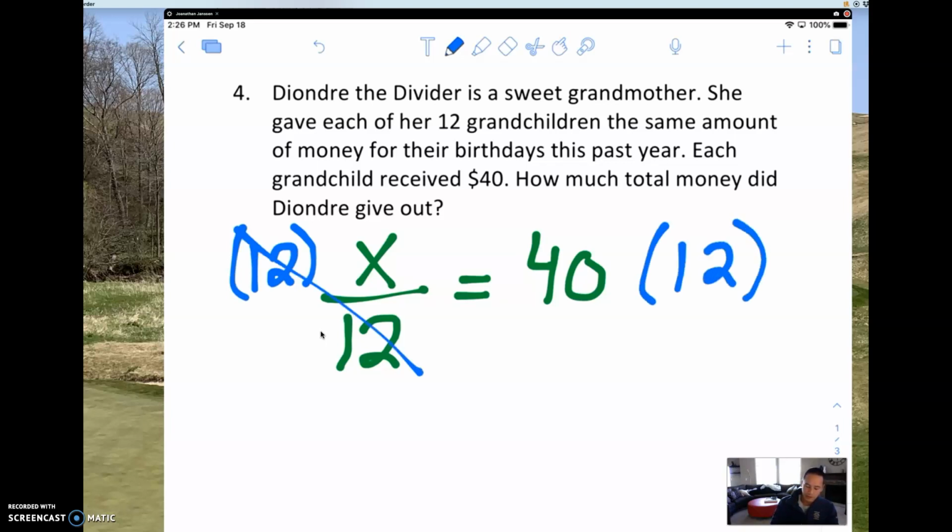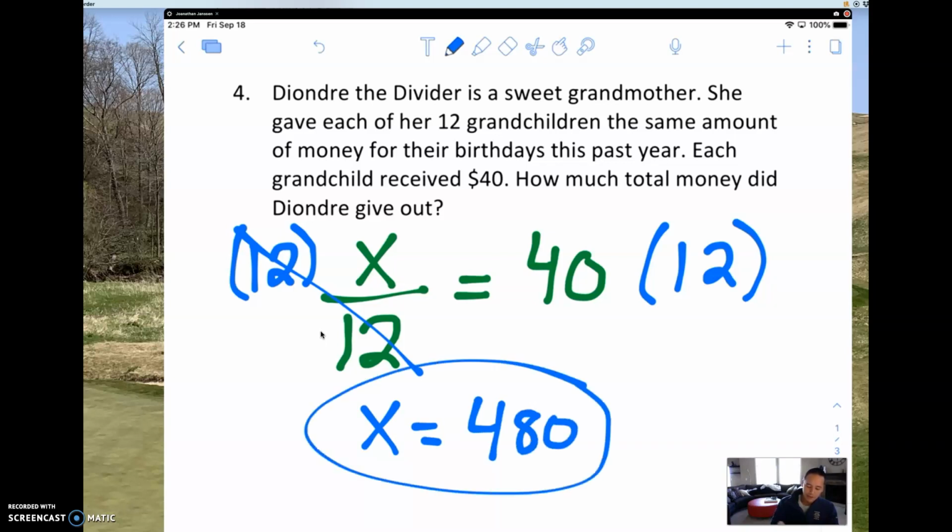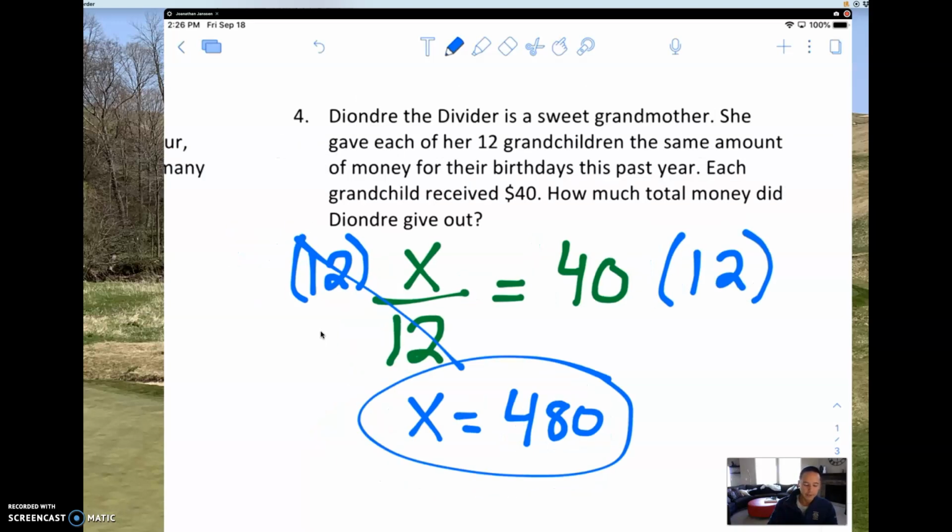And then the 12s go away. We get x equals 40 times 12 is 480. So Deandra gave out $480. She split it over 12 grandchildren. Each one got 40.